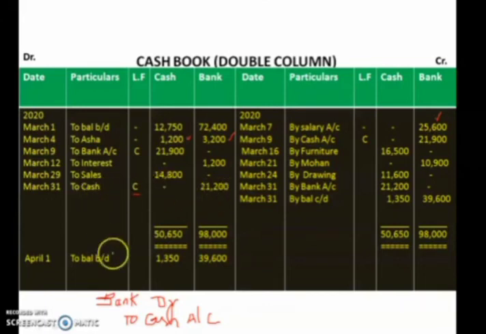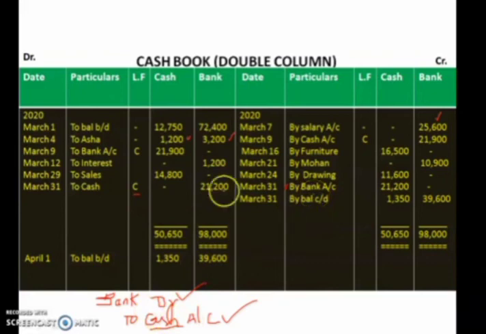Now the same March 31st entry you will show in the credit side as well. What you will write? March 31st by bank account. See, by bank. So in cash, this debit aspect has been recorded. To record the credit aspect, what will you do? You will write March 31st by bank account, and in cash column you will write 21,200. Okay, so both debit aspect and credit aspect have been recorded.